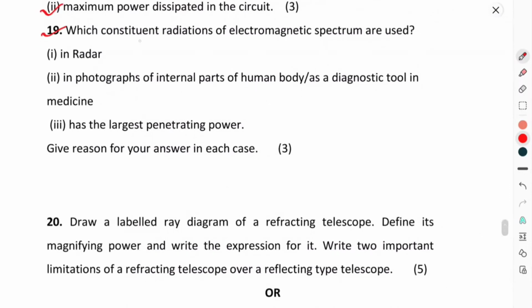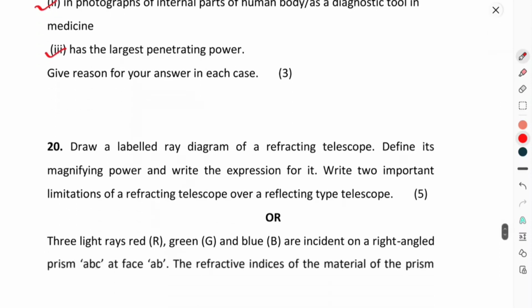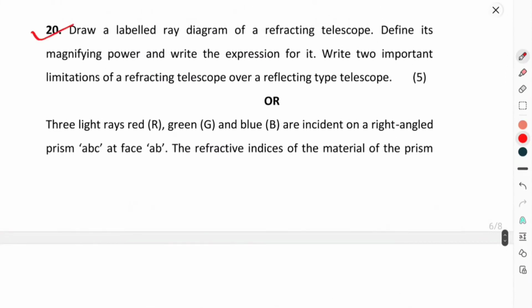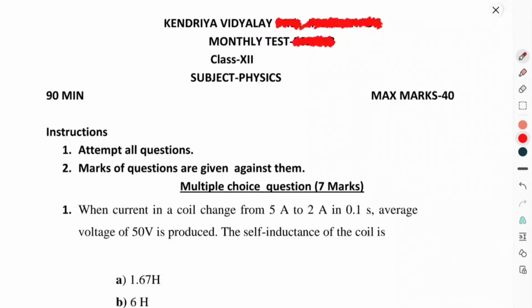Which constituent radiations of the electromagnetic spectrum are used in radar, and in photographs of internal parts of the human body as a diagnostic tool in medicine? Which has the largest penetrating power? Give reasons for your answer in each case. Question number 20. Draw a laboratory diagram for a refracting telescope. Define its magnifying power and write the expression for it. Write two important limitations of a refracting telescope over the reflecting type telescope.